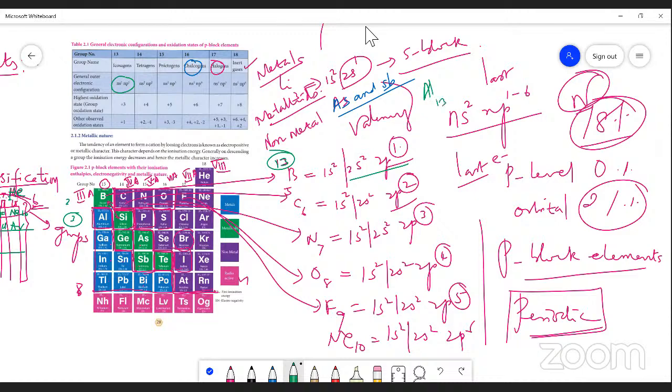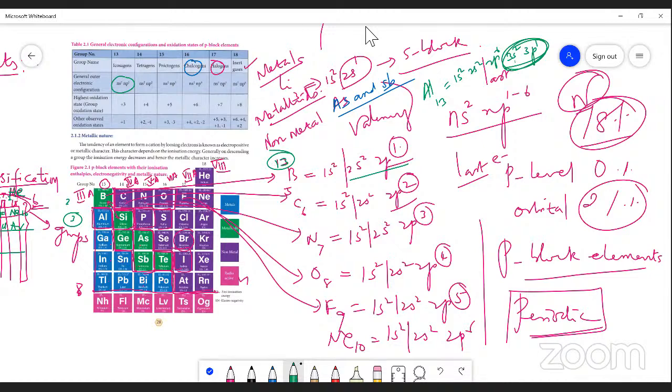13 is its atomic number. You can write the electronic configuration 1s2, 2s2, 2p6, and 3s2, 3p1. Please understand, you write 3s2, 3p1. You see, ns2, np1: 2 electrons in the s orbital, and np1: 1 electron in the p orbital.